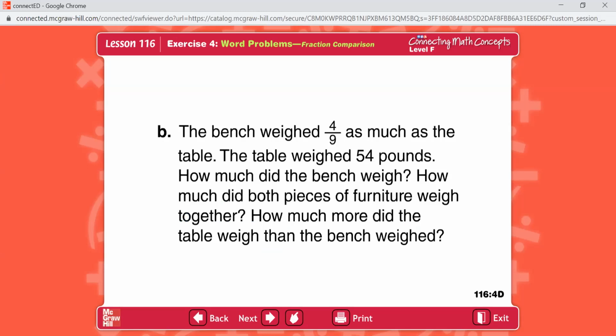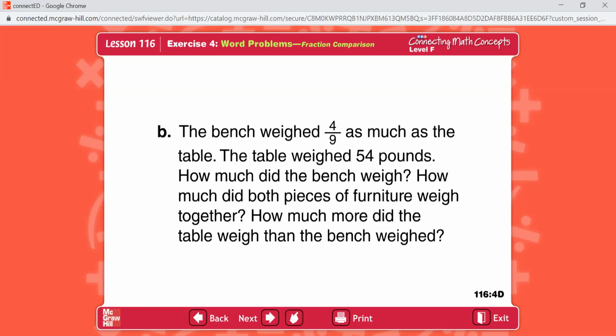Problem B. Here's a problem that has 3 questions. The bench weighed 4/9 as much as the table. The table weighed 54 pounds. How much did the bench weigh? How much did both pieces of furniture weigh together? How much more did the table weigh than the bench weighed?